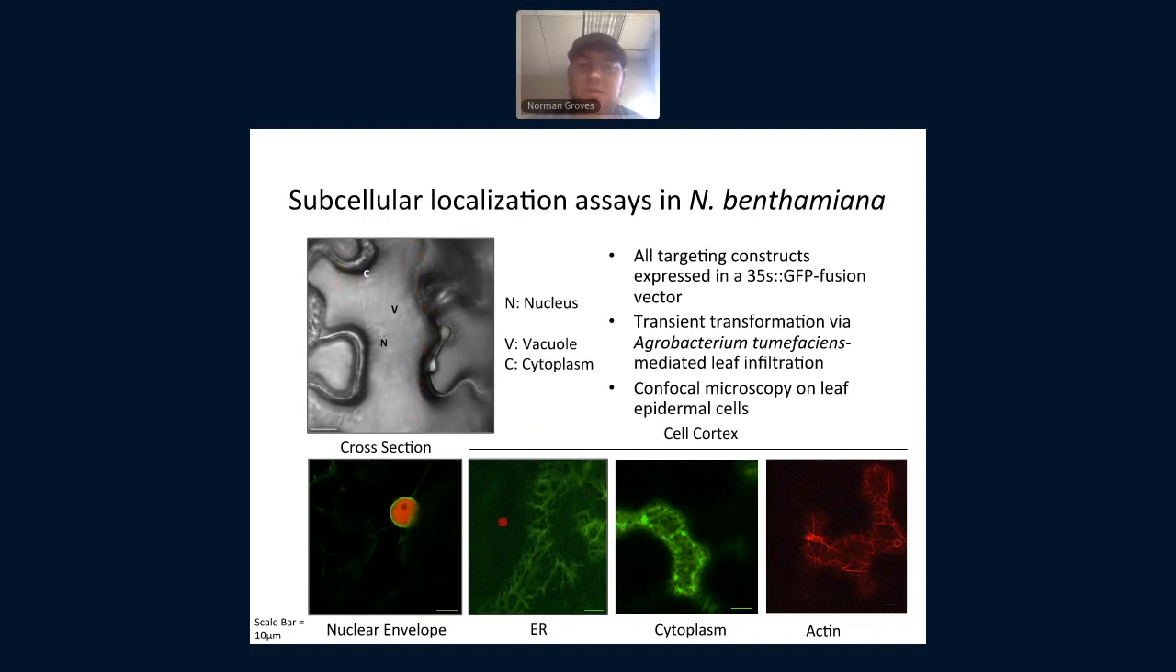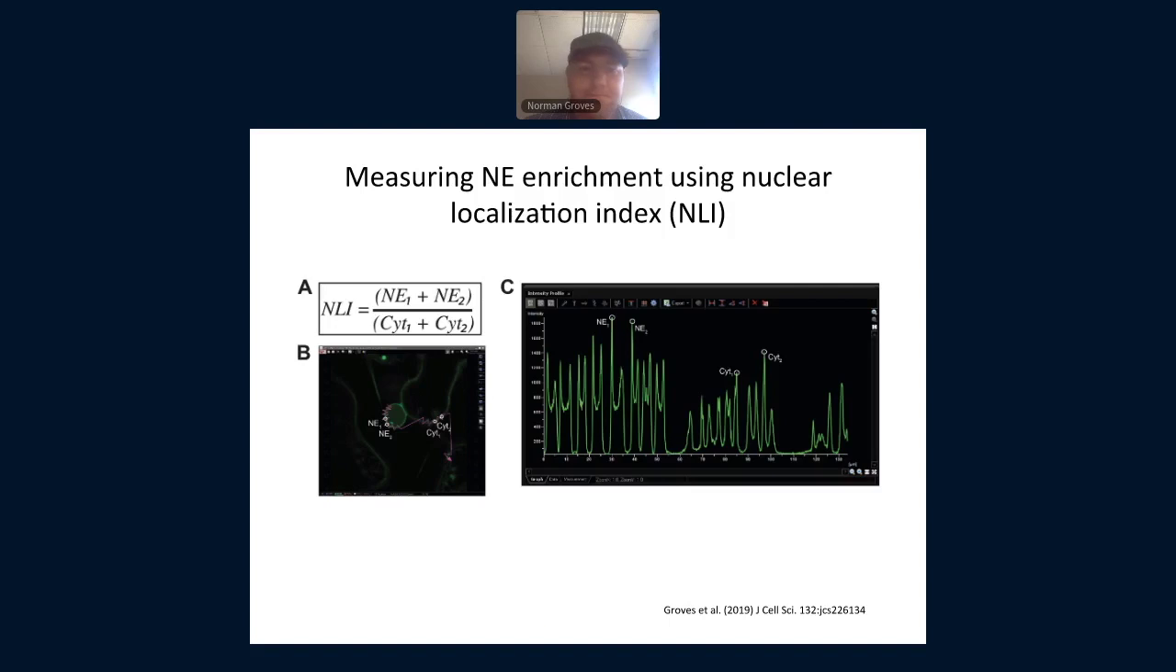And then if you were to go to the cell cortex, you could see the ER, cytoplasm, or other cellular contents such as actin. Additionally, for everything I'm presenting here today, we quantify this using nuclear localization index. Here we're just trying to quantify the relative fluorescence on the nucleus compared to other compartments in the cell. Here I'm drawing line scans on the nucleus, getting the two maximal fluorescence intensities at the nuclear envelope and the two maximal fluorescence intensities in the cytoplasm, and creating a relative ratio.